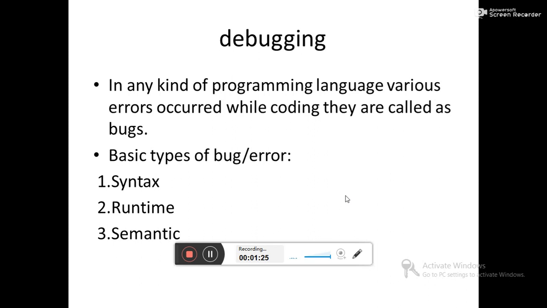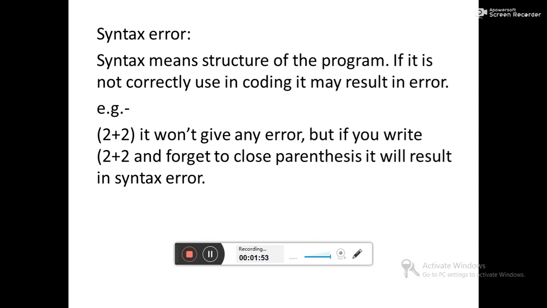First is syntax. I think you are more familiar with this type of error in C, C++, that is syntactical errors. Second one is runtime error, and third is semantic error. Okay, so let's first discuss syntax. Syntax error.